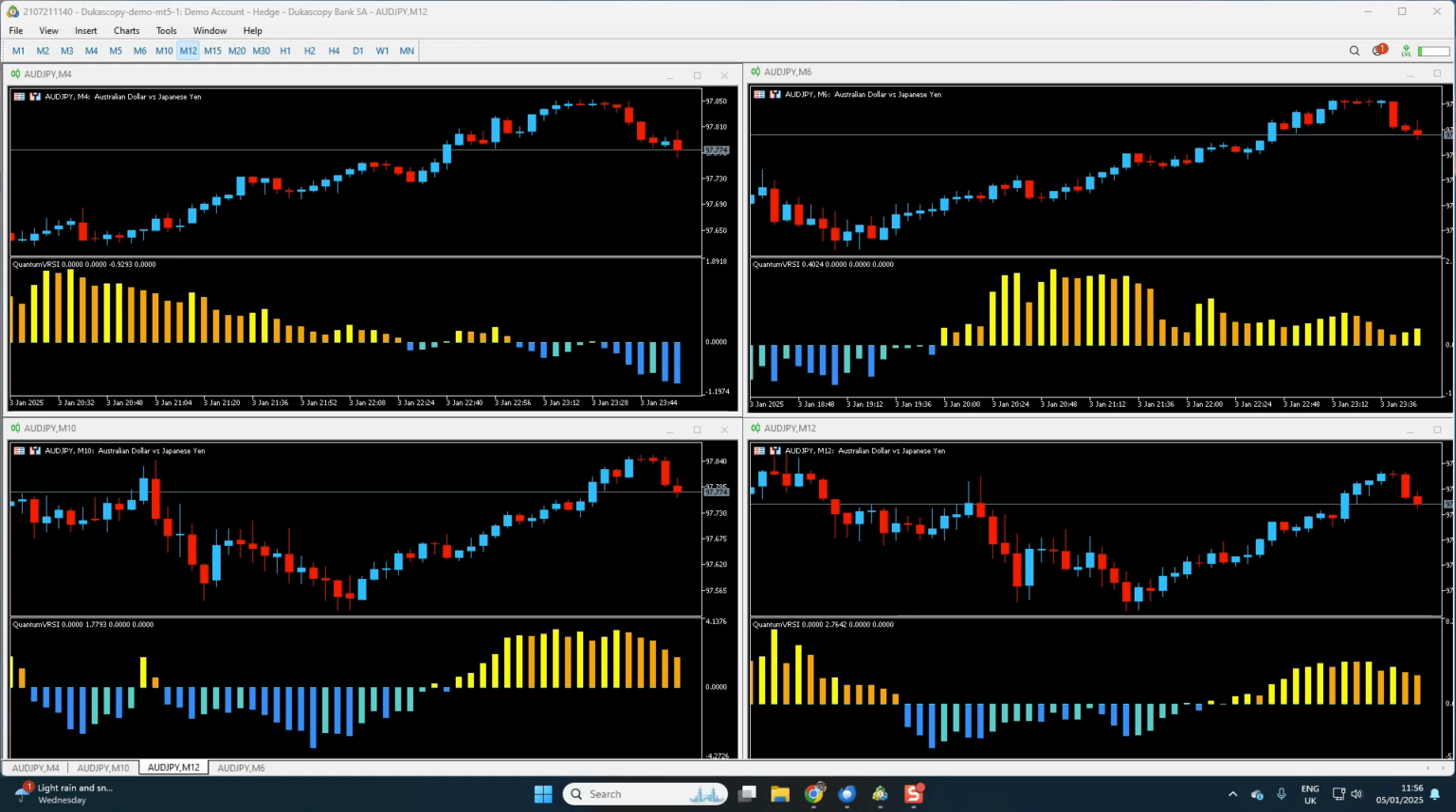All I've done here is take a very simple example. We've got 4 time frames: the 4-minute, the 6-minute, the 8-minute, and the 12-minute bottom right in that order. And we're on the Aussie yen. And we have our VRSI indicator, which stands for Volume Relative Strength Indicator, on the bottom of the price chart.